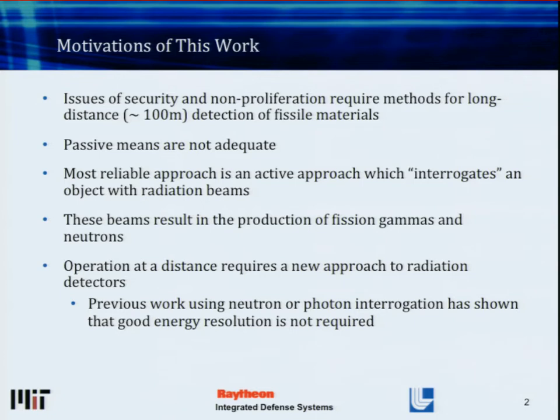Active approach means you have to use a source of radiation that's away from the material that you're trying to detect, and you try to induce fission or photofission. Then you look at the signature, and you can usually say what comes out of it in terms of fissile or non-fissile material. So previous work was done on neutron and gamma interrogation, and this work indicated that resolution of such detection systems is not really important because the feedback from fission and photofission is rather continuous than discrete.